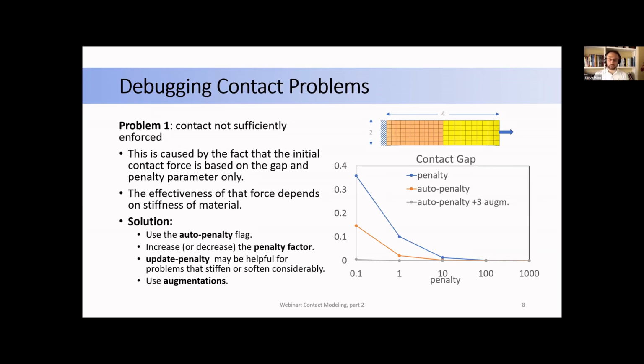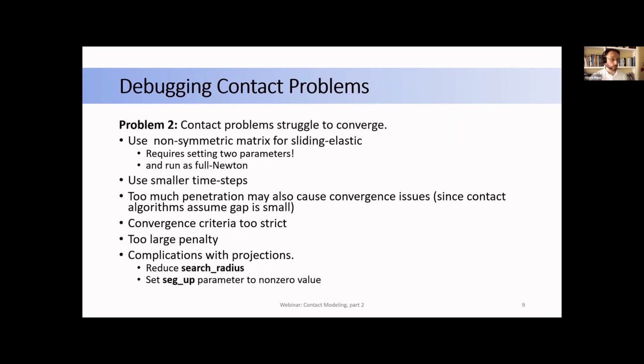And then there are also the augmentations, which you can turn on. As I said, what they do is they really try to ratchet up that contact force and try to decrease the contact gap. In the last webinar, I showed a more detailed analysis. I reproduced this graph here from that analysis, so I'm not going over this again. As I said, this is usually the easy problem. So let's focus now on the hard problem.